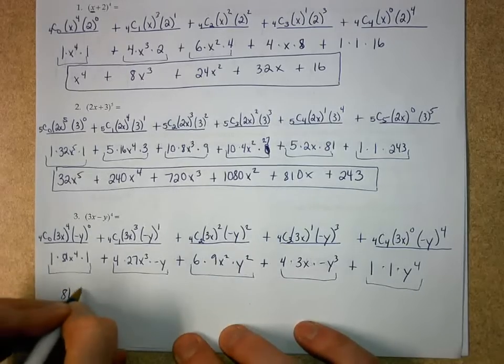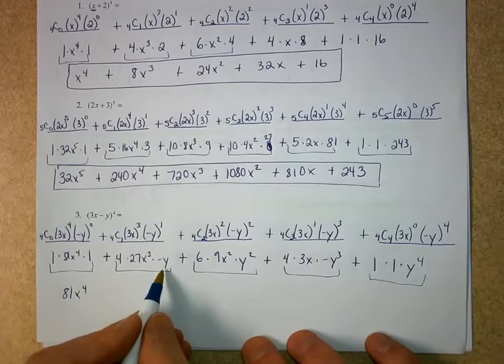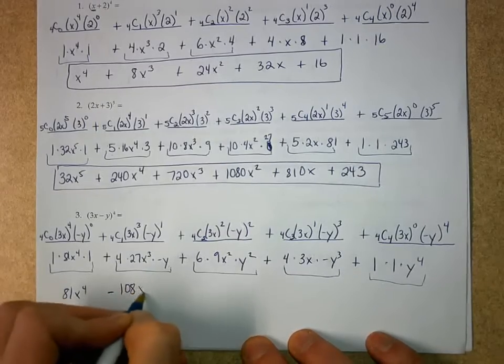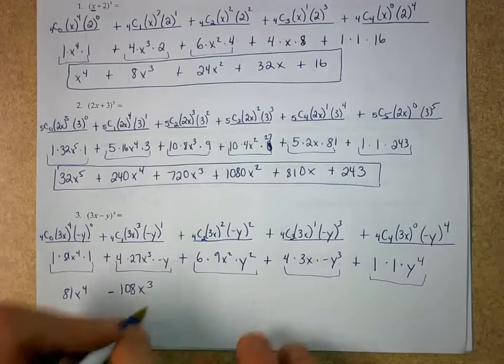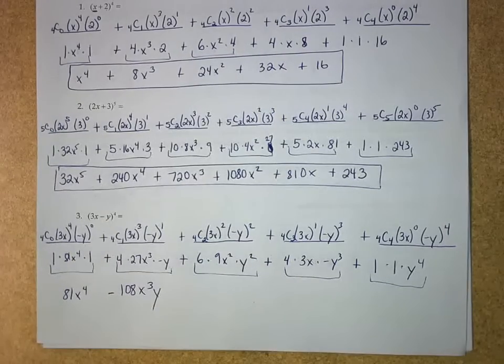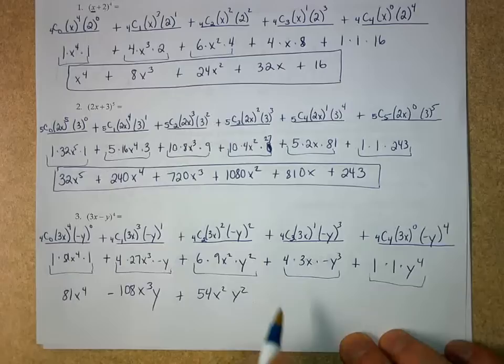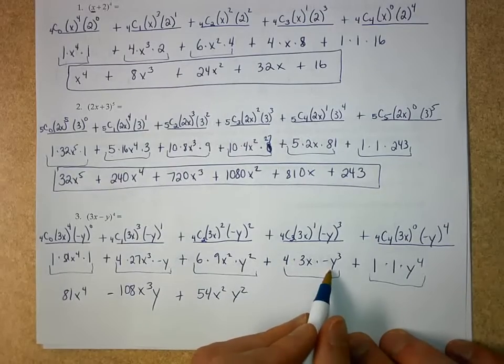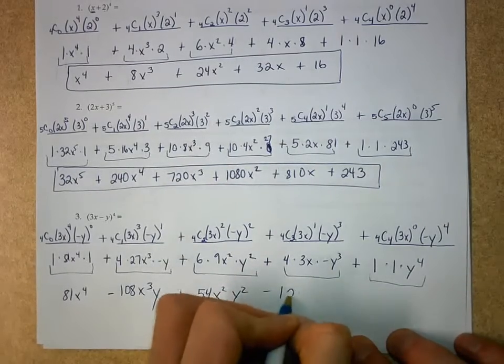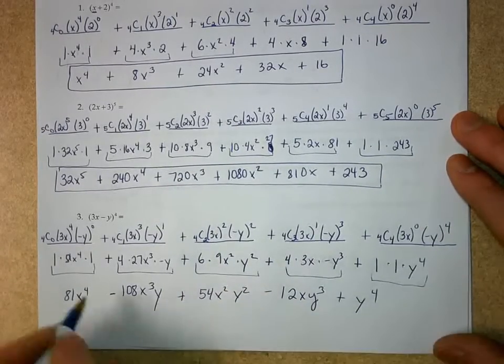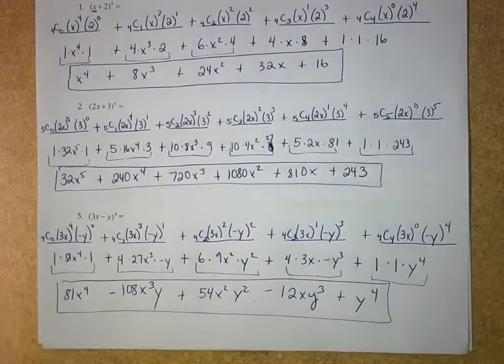So when I simplify, 81x to the fourth is my first term. The second one, I have this negative y here. So 4 times 27 is negative 108 x cubed y. Need that y there. Next piece, 54 x squared y squared. This here, 4 times 3x is 12x times a negative y cubed is a negative 12 xy cubed. And then finally at the end, I get a positive y to the fourth. So once again, this is my first term, second term, third term, fourth term, and fifth term.